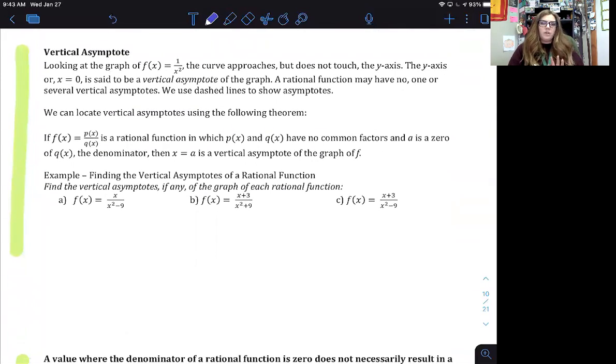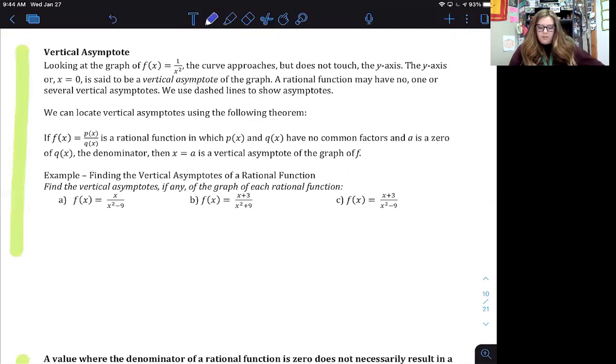Okay, so looking at vertical asymptotes. A vertical asymptote appears whenever your domain does not exist. Whenever x is in your denominator, we need to figure out what x value would make the denominator 0. That represents a vertical asymptote. There's one time that instead of an asymptote, it becomes a hole, and we're going to look at that here in a second.